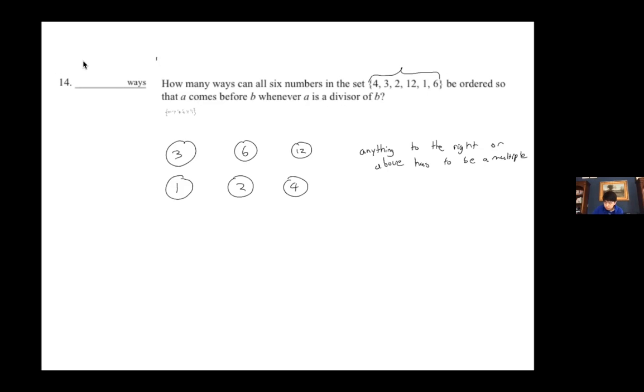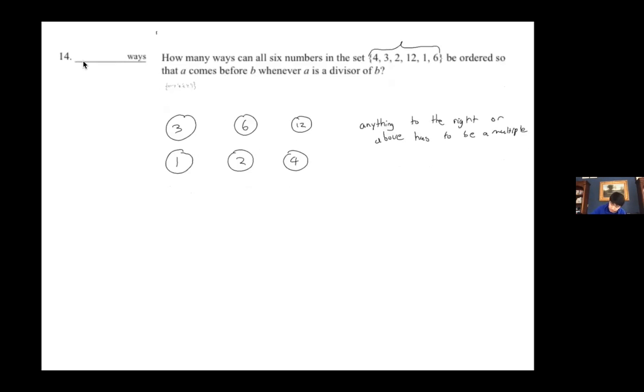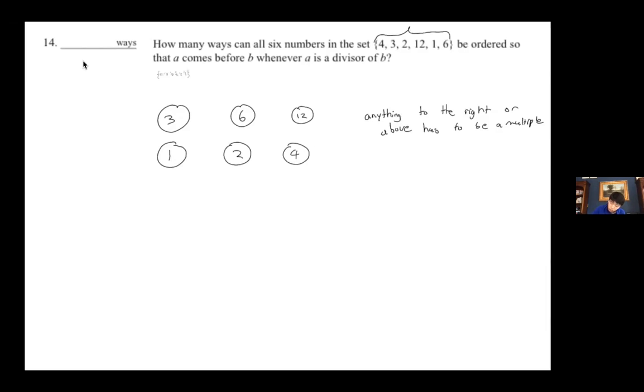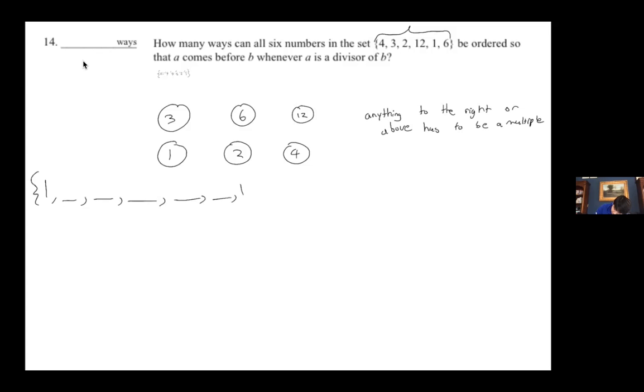And so now we start building out our ordering of 6. So we know it has to start with 1. That's fairly straightforward because 1 divides everything, and so therefore 1 has to be first. And 12 has to be last because everything divides into 12, so 12 has to be behind everything. And so now we do some casework.